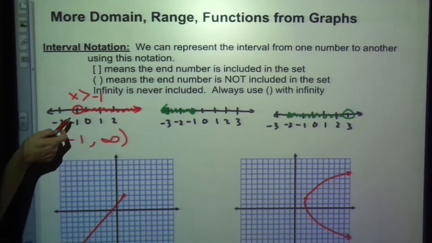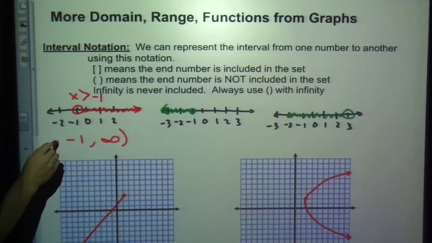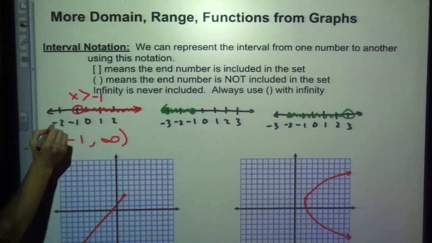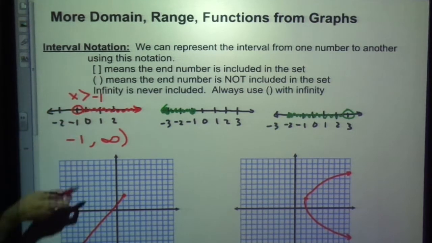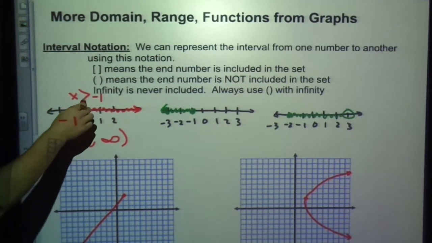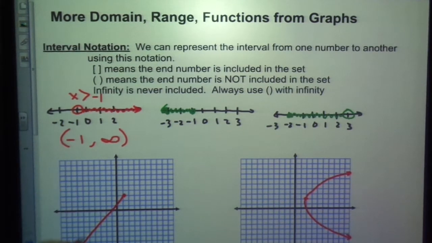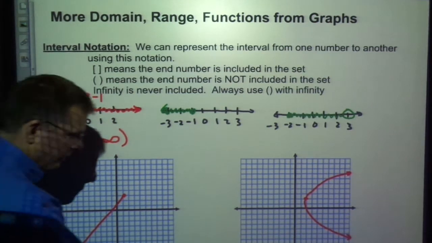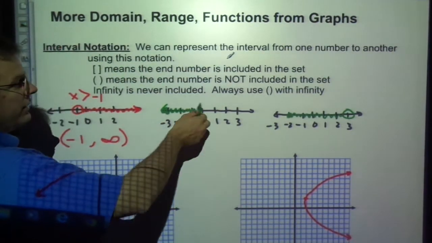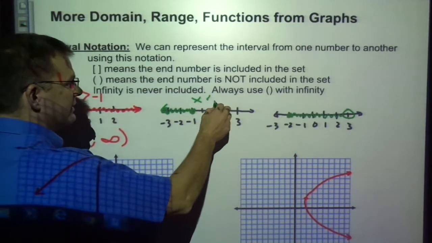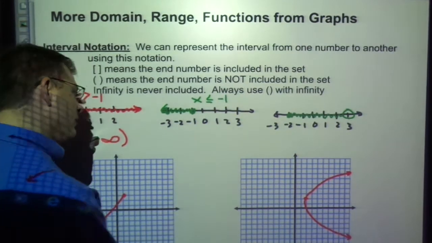And then the question is, should this one be closed? Is it colored in? Is it included? Or is it not included? Should we use an open one? In this one, because of the open circle, and it's not equal to, we use an open bracket, saying that -1 is not equal to. So this says the sets of numbers from -1 up to positive infinity, but not including -1 and not including positive infinity. The second one, we would usually write this as x is less than or equal to -1.